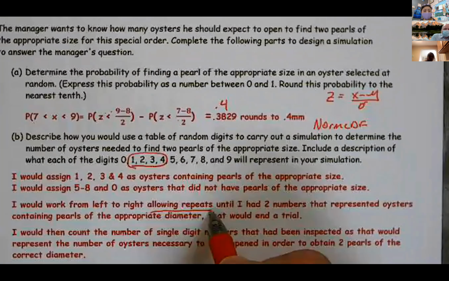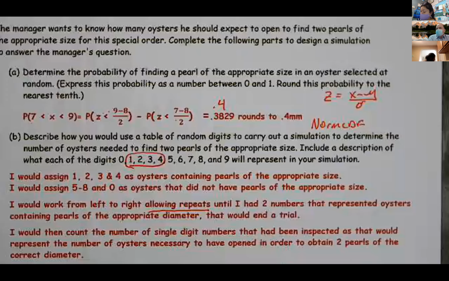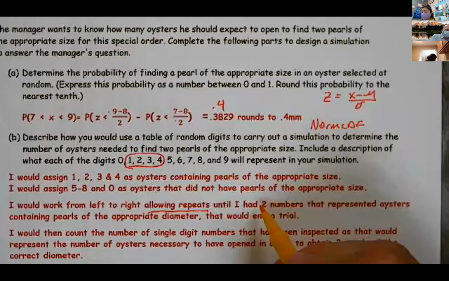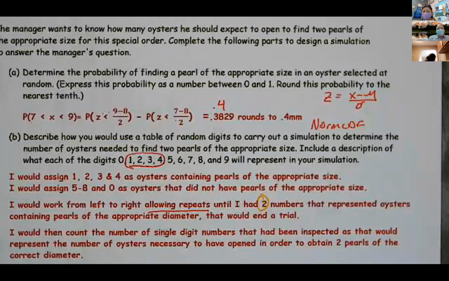Let's address repeats real quickly. Anytime I'm working with percentages, we can go ahead and say that we're allowing repeats. Beyond that, you need to read the question to determine whether or not repeats will be allowed. All right. And I will do that until I have two numbers that represented oysters containing pearls of the appropriate size. It's real important that I say I have two numbers because I need to have two pearls. Sometimes you only need one, sometimes you're going to need much more than two. But here I need two numbers because I need two pearls of the appropriate size.